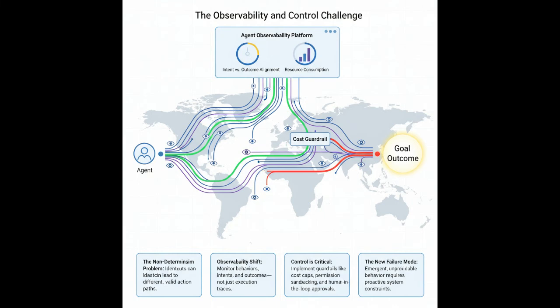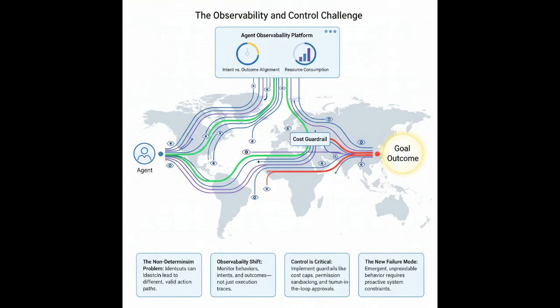Is it entering unexpected loops or failure modes? This requires a new layer of observability. We need to log not just actions, but the agent's intent and reasoning at each step of its planning process. Think of it as logging the why behind the what.